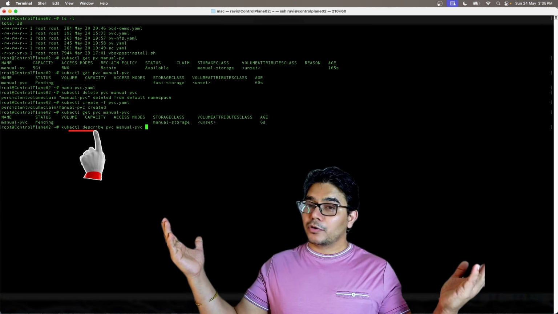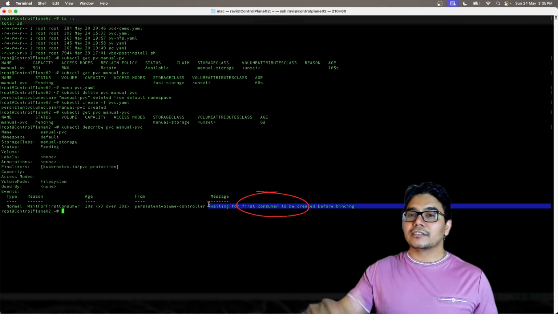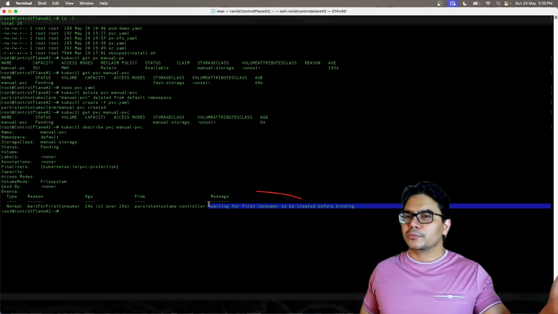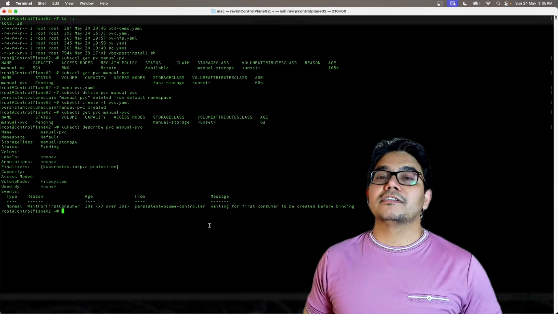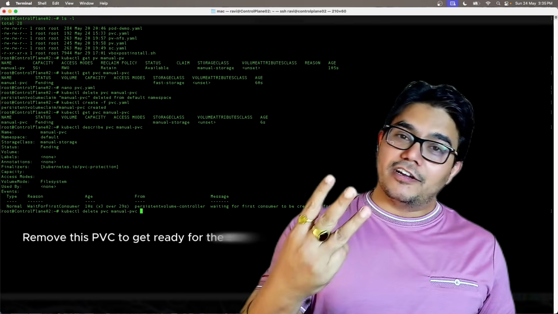And notice something important in kubectl describe command. The error message is not always super clear. Sometimes Kubernetes only says, waiting for first consumer, which is why understanding the matching logic matters more than memorizing error messages. Now let's look at failure 3.